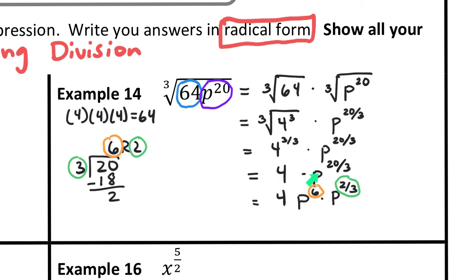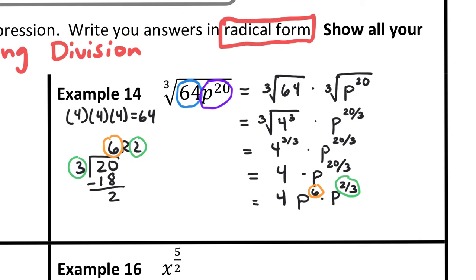Again, p to the power of 20 over 3, we divided 20 by 3. 3 goes into 20 6 times, and we get a remainder of 2. And so we're going to write p to the power of 6, the whole number that we got when we divided, times p, the same variable, to the power of 2/3. 2 is the remainder divided by 3.